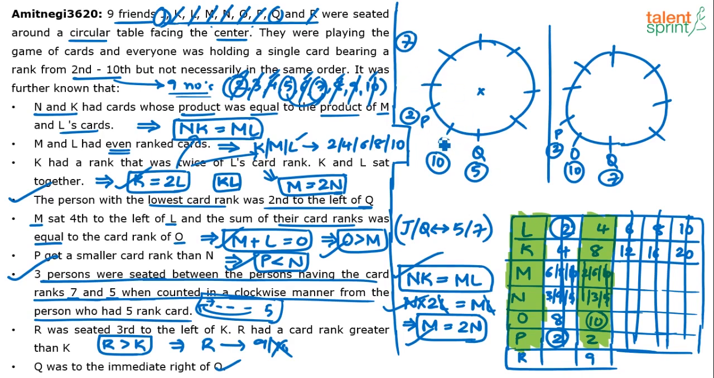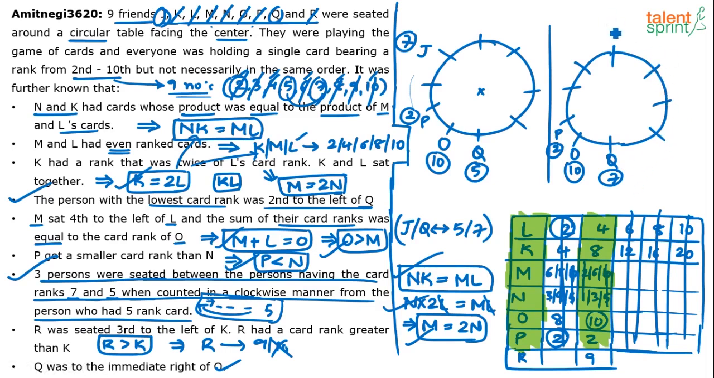3 persons between 7 and 5. These are the 3 persons between 7 and 5. And by the way, who will hold the 7th card? J. Because if Q is 5, then J is 7. Similarly, in this case, just try to reciprocate the same thing. If we are counting in the clockwise manner from 5, we should count in the anti-clockwise manner from 7.